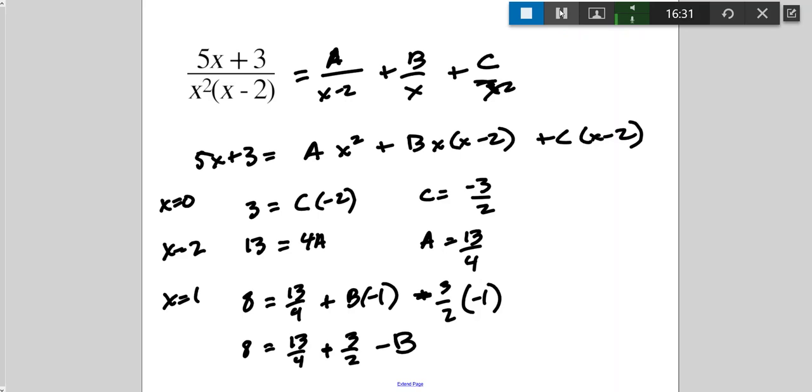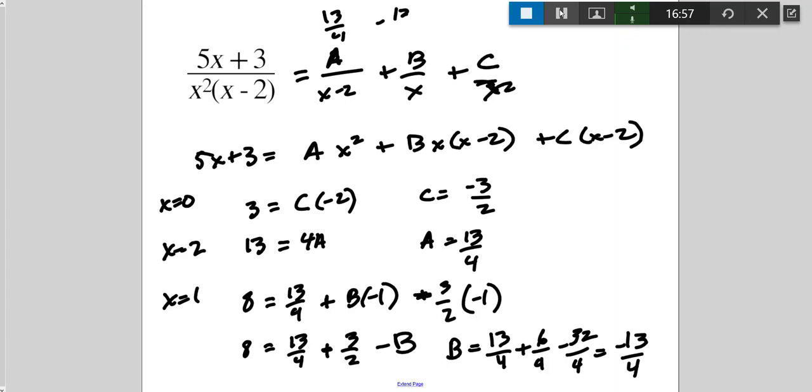And then when we solve this for b, we get b equals 13/4 plus 6/4 minus 32/4, which is negative 13/4. So then I'm just going to write our answers up here. We have a is 13/4, and b is negative 13/4, and c is negative 3/2.